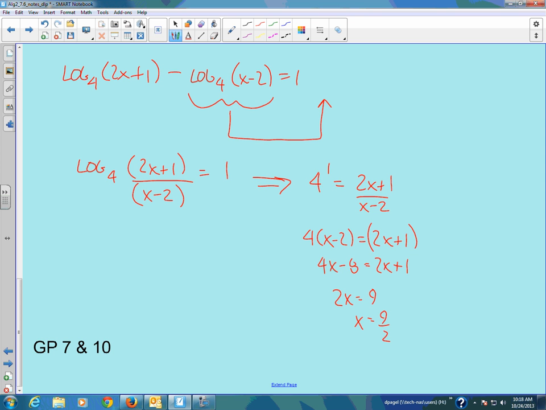So in this case, we ended up not with a quadratic because we weren't squaring anything. We just got a single value of 9 halves. And putting 9 halves into both of the original parts of those problems would give you a solution that works. So there's just another one, a little bit different flavor.